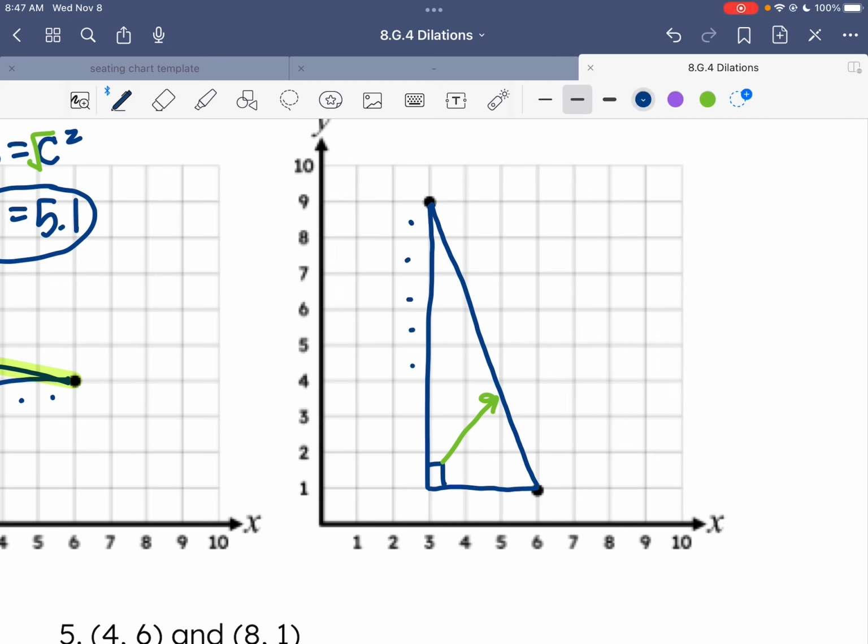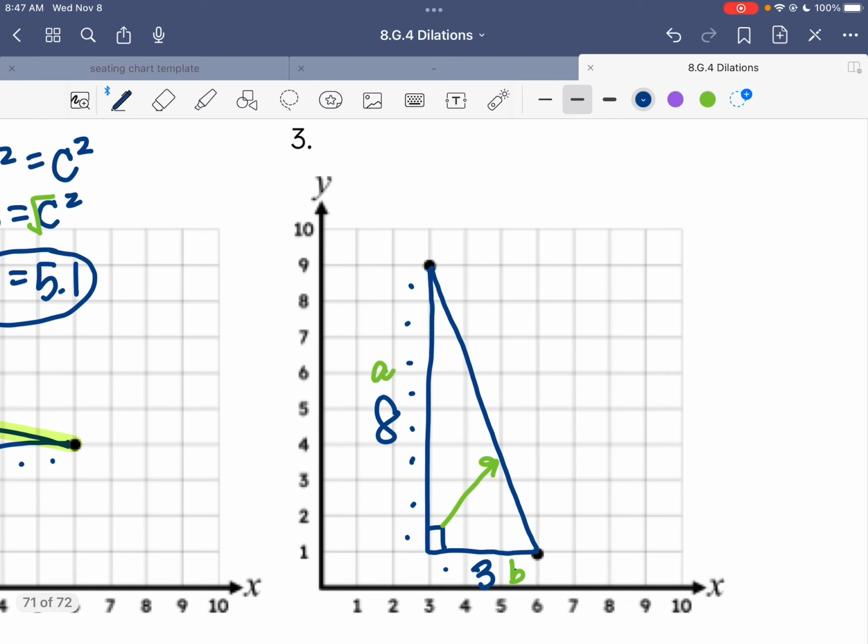1, 2, 3, 4, 5, 6, 7, 8. And 1, 2, 3. We're going to label these A and B. Remember, it does not matter which is A and which is B. So 8 squared plus 3 squared equals c squared. 8 squared plus 3 squared is 73. We take the square root of both sides, and we get that c is equal to approximately 8.5.